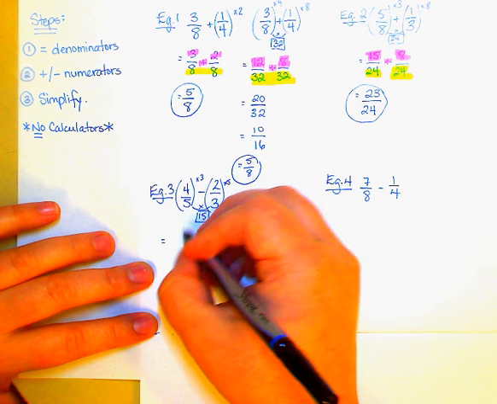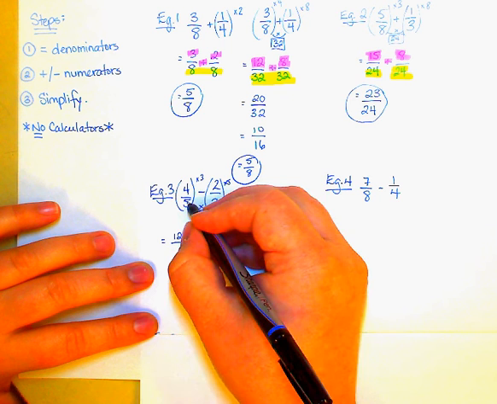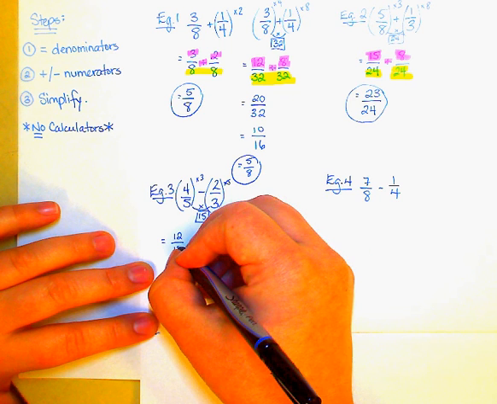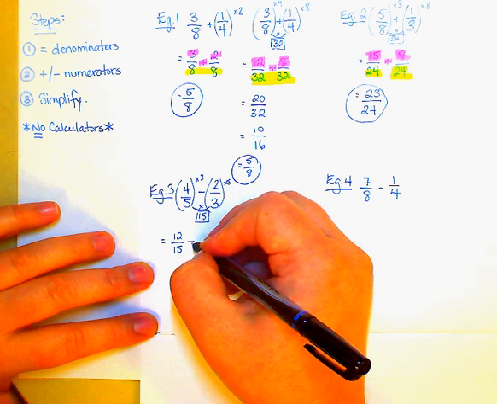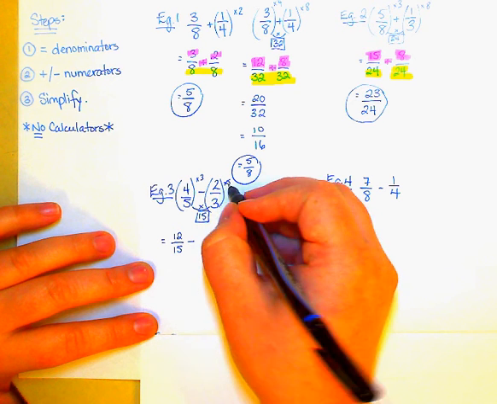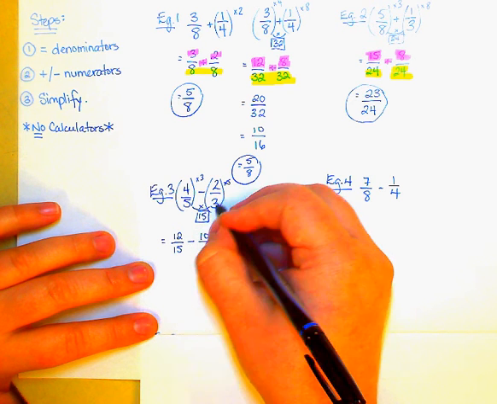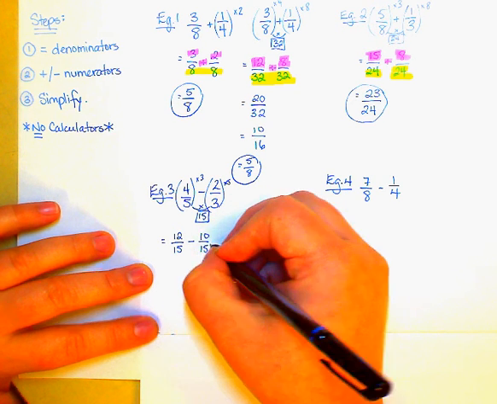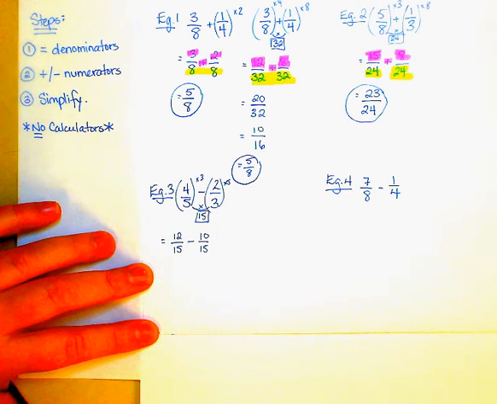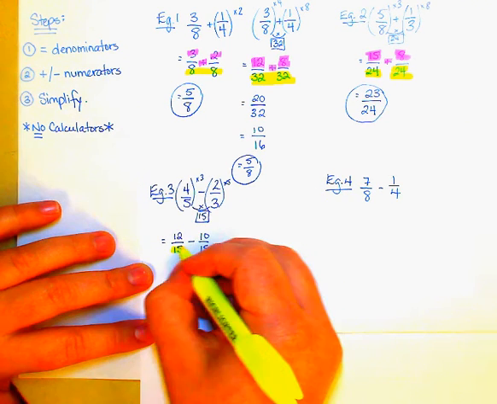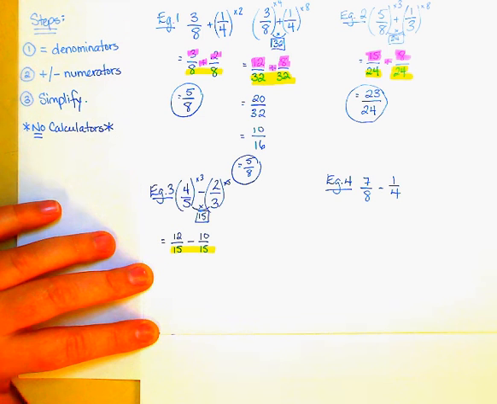4 times 3 is 12, 5 times 3 is 15. Subtract because we're subtracting now. 2 times 5 is 10, 3 times 5 is 15. My denominators are the same, 15 and 15. So now I can move on to step 2.